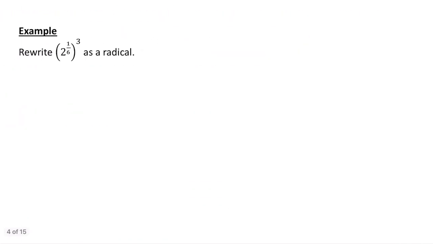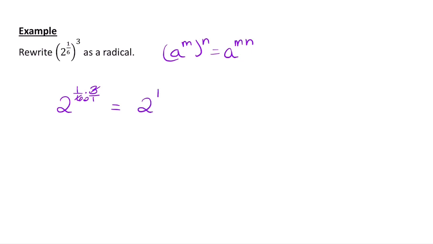So let's rewrite 2 to the 1/6 cubed as a radical. The first thing I can do here is realize that I have a power to a power, and remember that tells me that I can multiply those exponents. So I'm going to take this 2 to the 1/6 to the third and multiply that 1/6 times 3. Remember, that's like 1 over 6 times 3 over 1. So I can reduce these before multiplying, right? Because 3 goes into 6 2 times. So that's just going to turn into 2 to the 1/2.